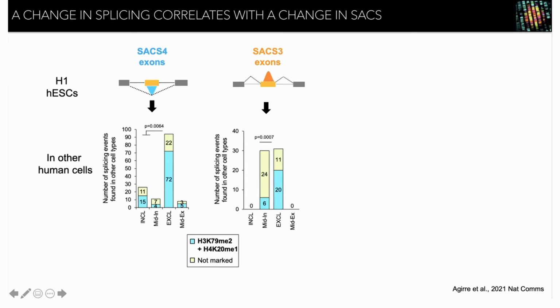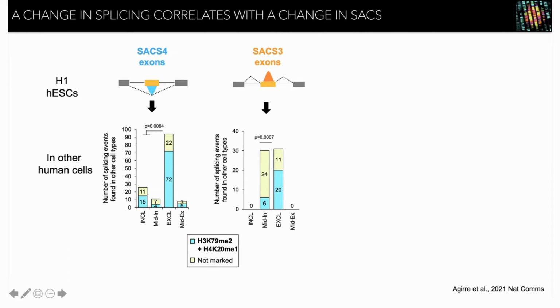Importantly, when looking at whether those SACS will be conserved between cell lines, what we did is to now work on the same exons. So we're not working on different SACS-marked exons, but on the same SACS4 exons in here. And we will look at what happened at these exons in other human cell types, and look at the enrichment of these histone marks in those cell types. And what we observe is that these exons, when they are kept excluded, will also keep the enrichment of these SACS marks. However, when they switch to inclusion, to another splicing category, they will not be specifically enriched in this mark. So changing of splicing will change the enrichment of these SACS.